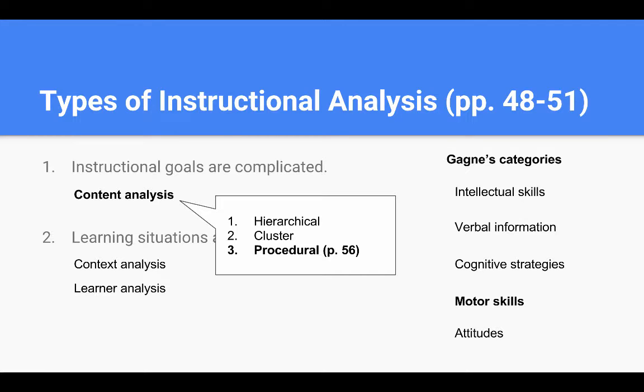The third way to conduct content analysis is called procedural analysis. If you have an instructional goal that requires motor skills, such as dance, skating, or assembling equipment, procedural analysis helps us break down a complex movement into smaller steps and determine the sequence of these steps so that we can teach one at a time.